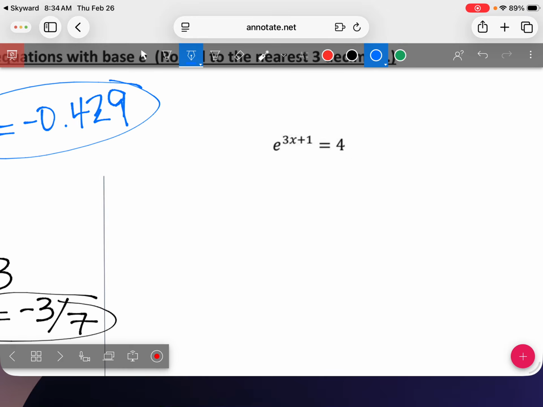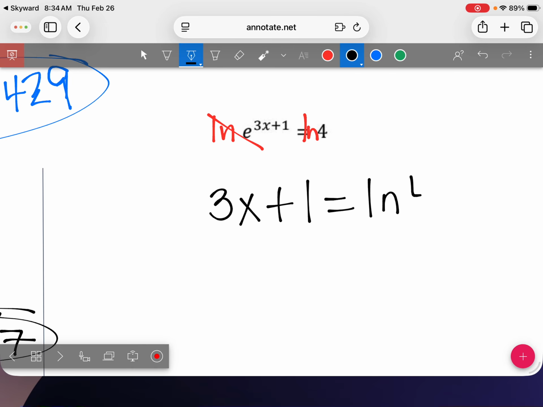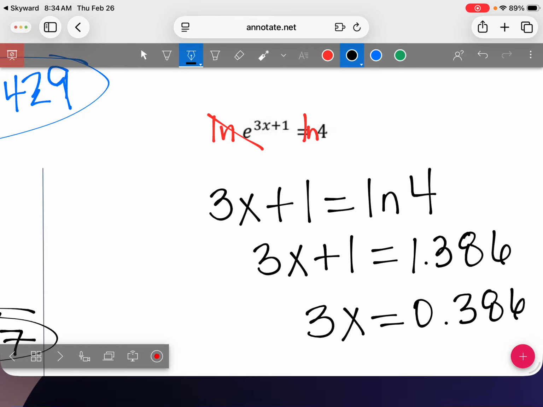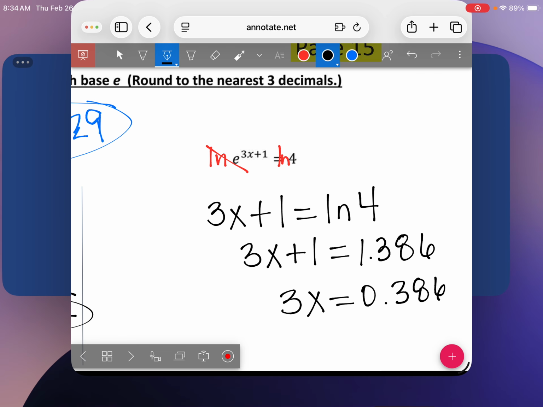All right, now over here though, this one already has an E. So we're gonna put in an ln. So what that's gonna give us is 3x plus 1 equals the natural log of 4. When you type that in, you should get 1.386. Subtract the 1. And then divide by 3. And you should get 0.129. All right, who had those two answers? Or who got at least one right?